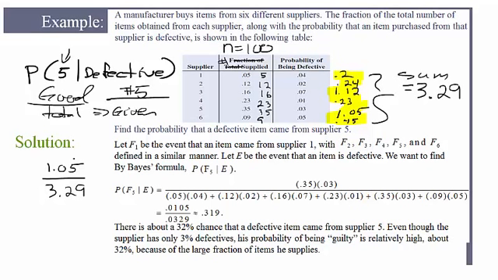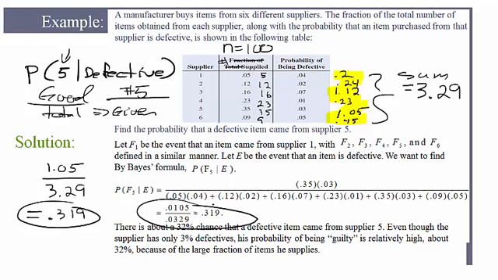My total number of defectives, 3.29. We do that math, and we get 0.319, which is the same exact thing they got here. I mean, you can see the numbers are the same. It's just top and bottom multiplied by 100 because we used n equals 100.